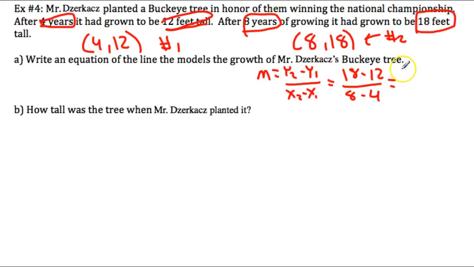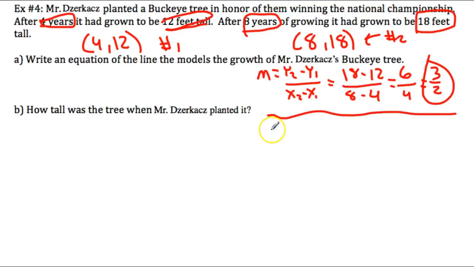18 minus 12 is 6. 8 minus 4 is 4. And this simplifies to 3 over 2. So my slope is 3 over 2. Now, if I want to get an equation, y equals mx plus b, I need to take one of these points and plug it in. I'll use this point. You could choose either one. So y equals mx plus b. My m is 3 over 2. My y, 12. My x is 4.